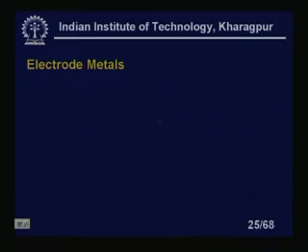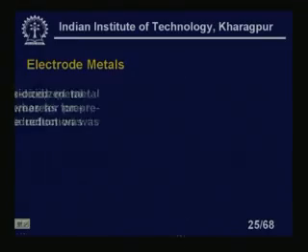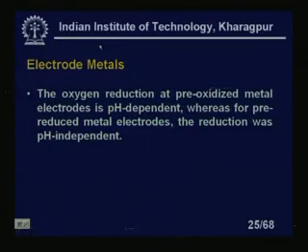Now, electrode metals, what type of metals will we use in the electrodes? We will cover one by one: membrane, type of electrolytes we are using, all these things, and finally some instrumentation. The oxygen reduction at a pre-oxidized metal electrode is pH dependent, whereas for pre-reduced metal electrodes the reduction was pH independent.